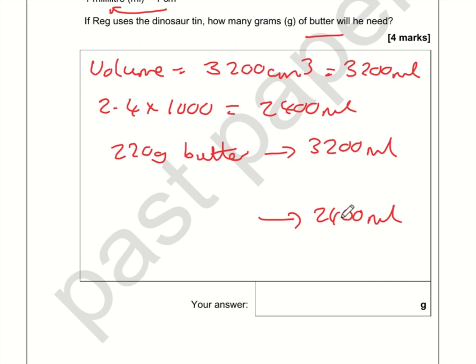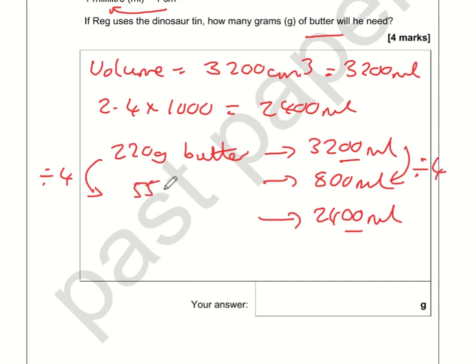So how many times smaller than 3,200 is 2,400? Now, just ignoring the zeros for now, another way we could work this out is, well, 32 and 24 are both multiples of 8. So what that means is both these bigger numbers are multiples of 800. Now, how many 8s? Well, 8 is how many times less than 32? That is 4 times less. So we will use 4 times less butter. And 220 divided by 4 is 55 grams.